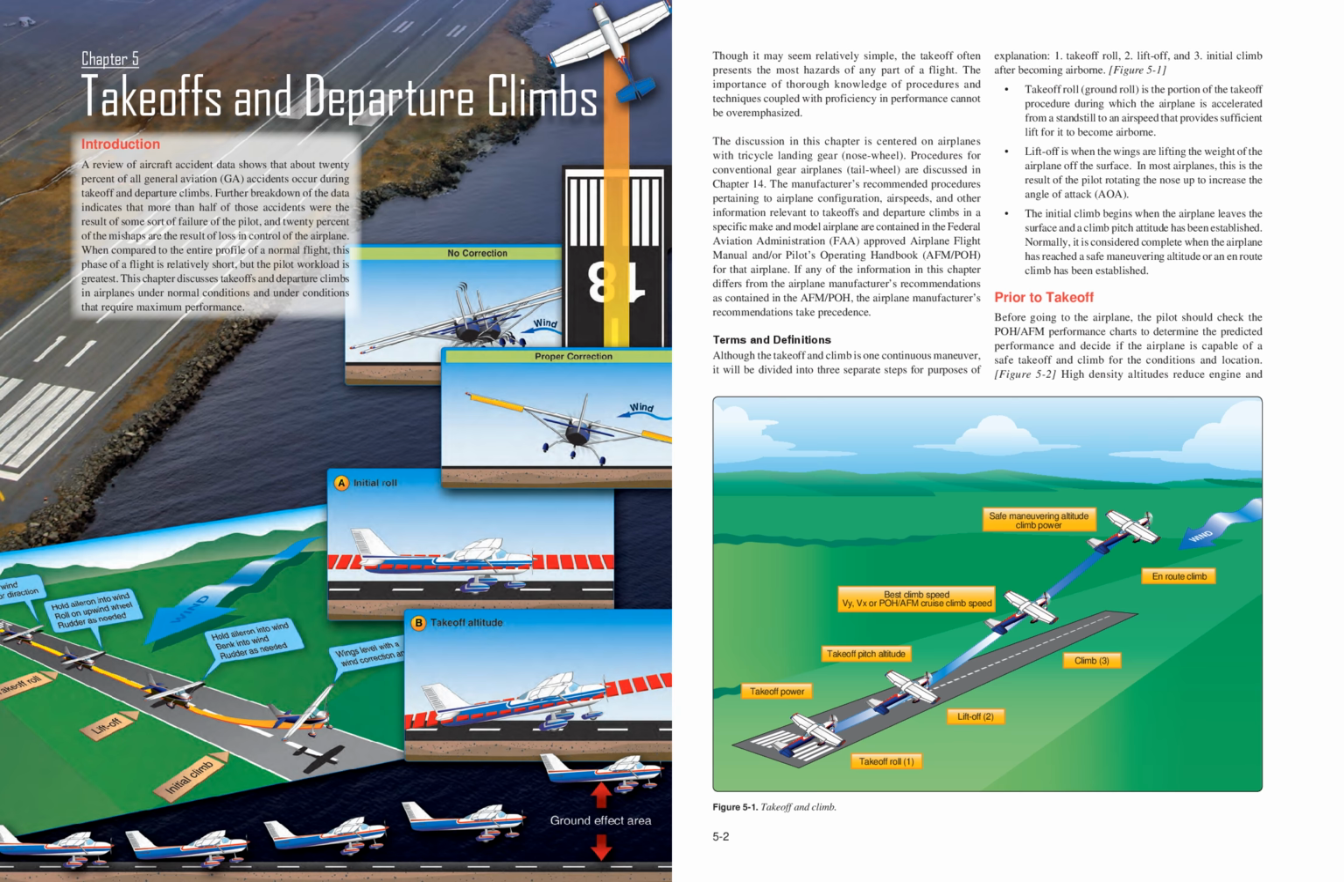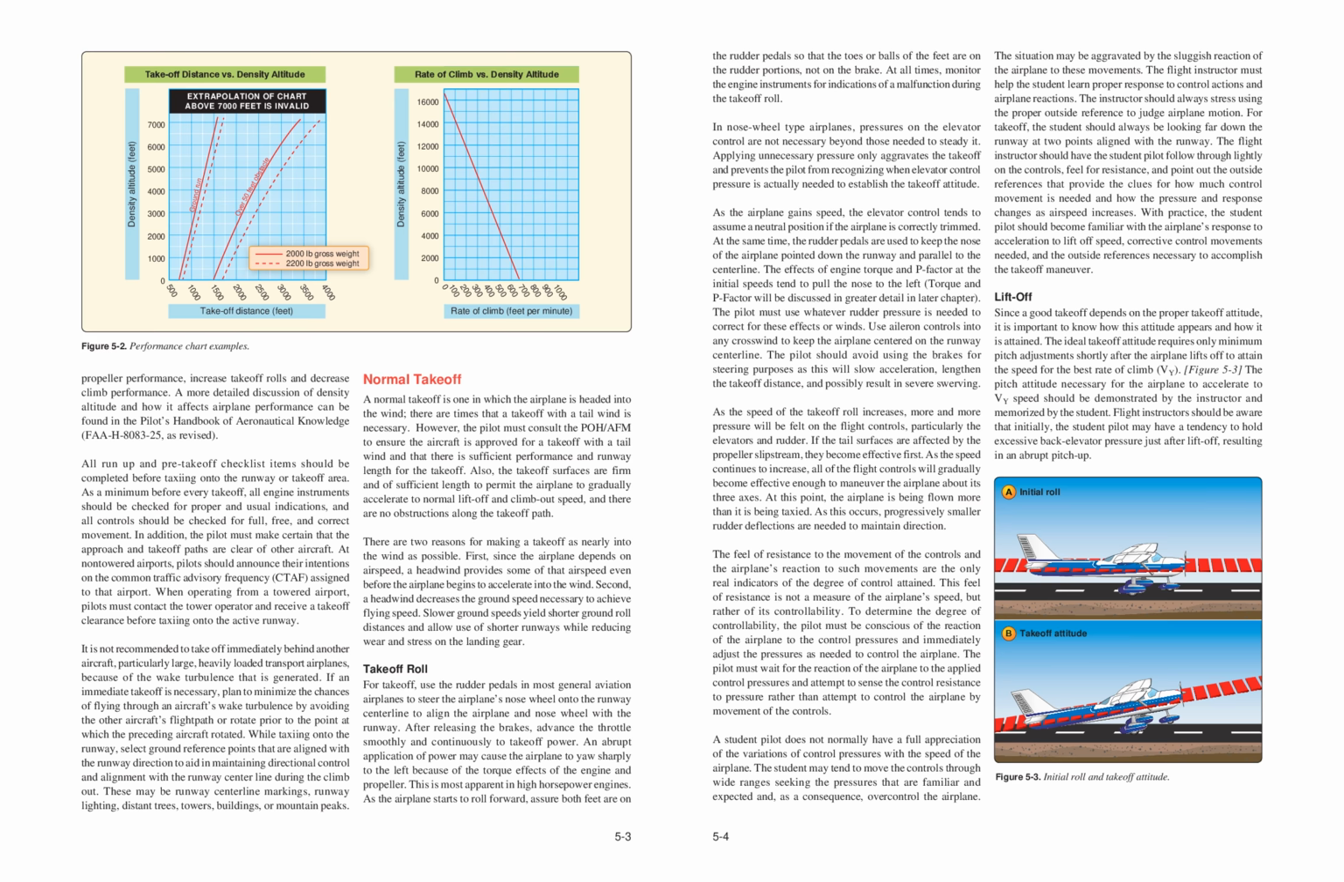5-2. Takeoff distance versus density altitude. Rate of climb versus density altitude. Extrapolation of chart above 7,000 feet is invalid. Over 50 feet obstacle. 2,000 pounds gross weight, 2,200 pounds gross weight.